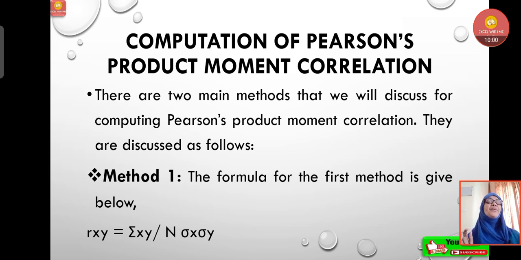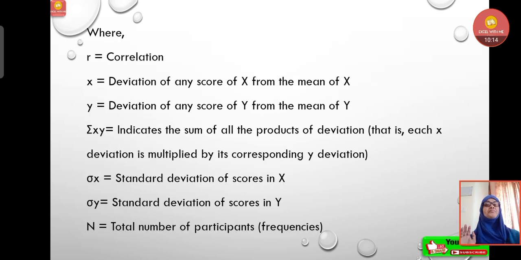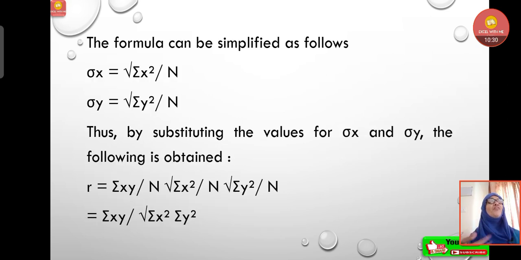Now let's understand the computation of Pearson's product moment correlation. There are two methods here. The formula for the first method is given here below. You can check it out. You can pause and understand the formula thoroughly. Where R is the correlation of X, deviation of any score of X from the mean, I will not read out all those. You just pause and please note down the formula, and also what these denote you can mention. So the formula can be simplified as follows, given here.